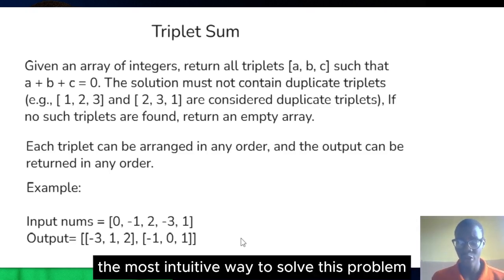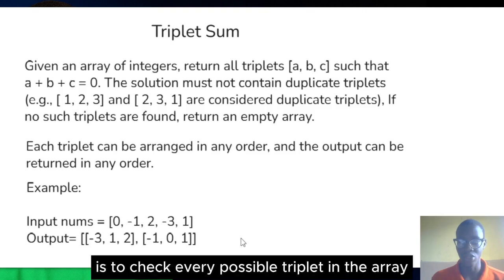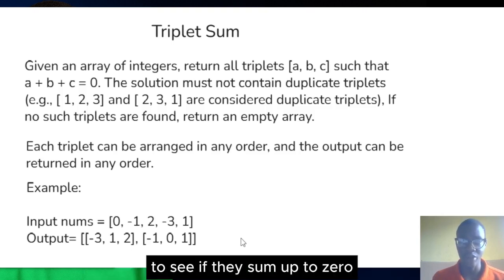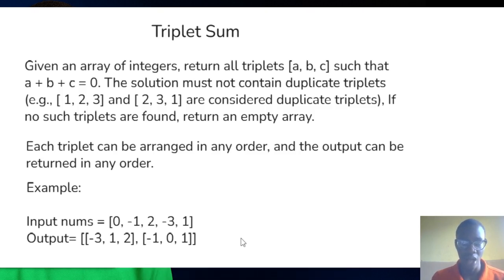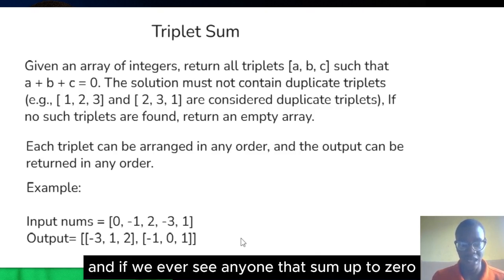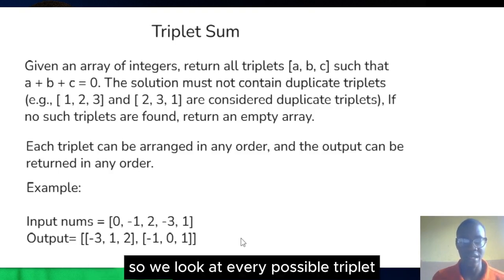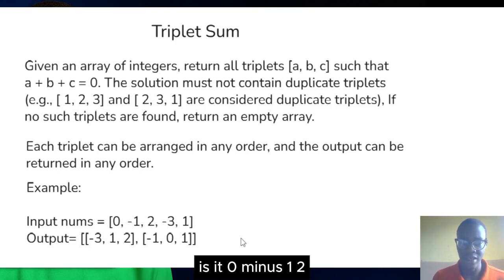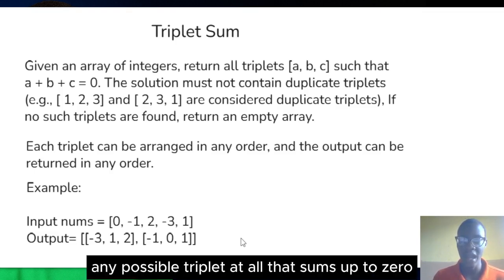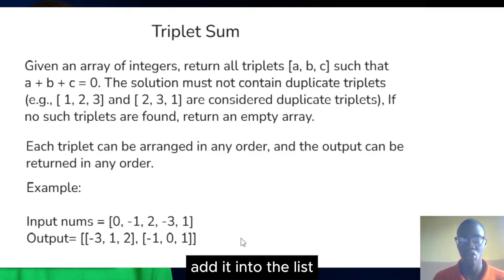The most intuitive way to solve this problem is to check every possible triplet in the array to see if they sum up to 0. And if we ever see any that sum up to 0, we add them to a list. So we look at every possible triplet. Is it 0, minus 1, 2? Is it 0, 2, minus 3? Is it 0, minus 3, 1? Is it minus 1, 2, minus 3? Is it minus 1, minus 3, 1? Any possible triplet at all that sums up to 0, add it into the list.